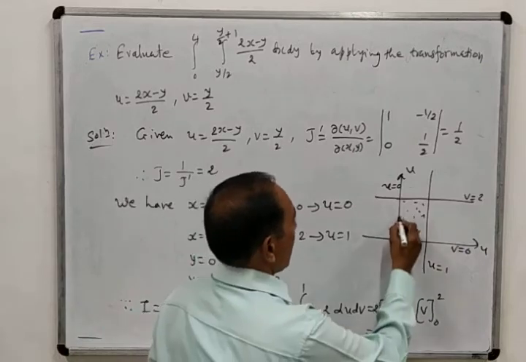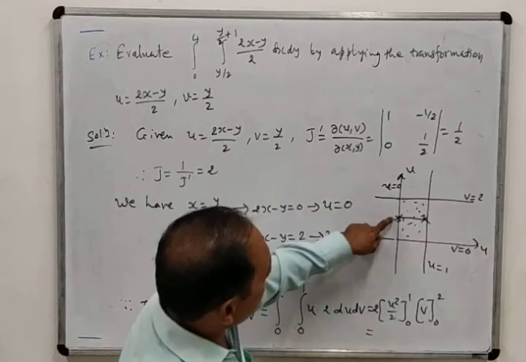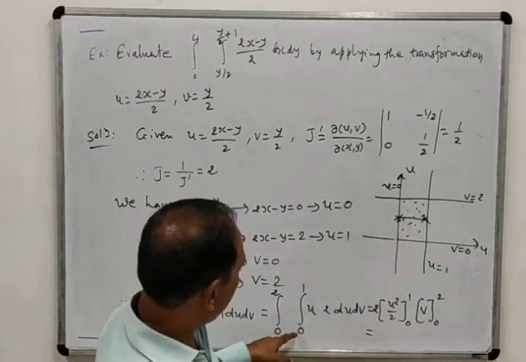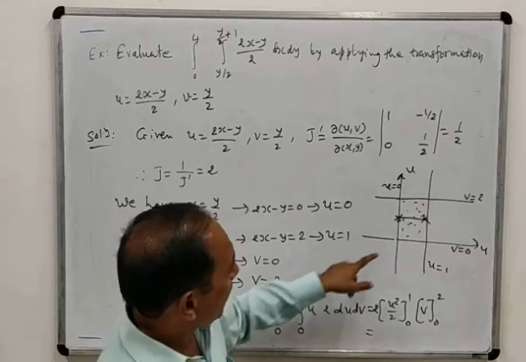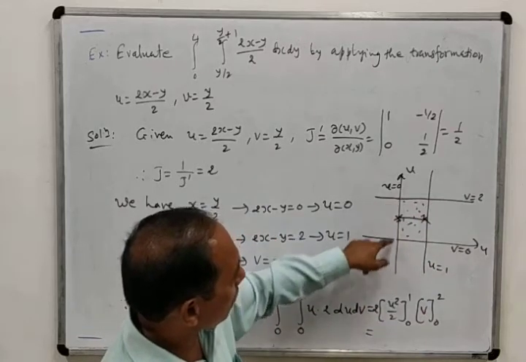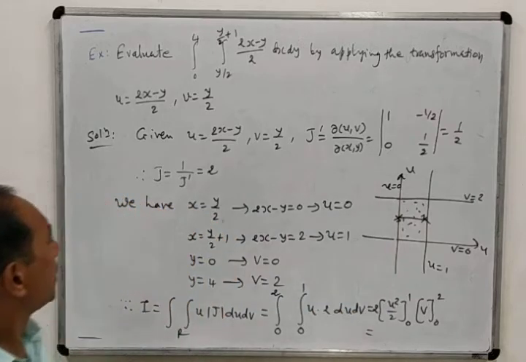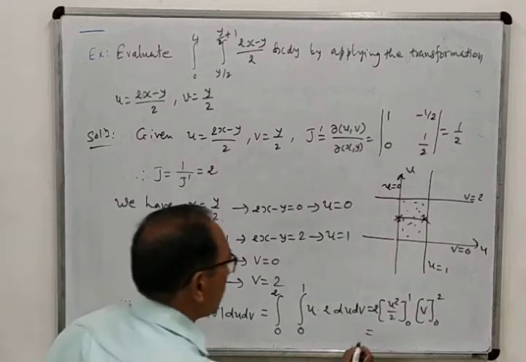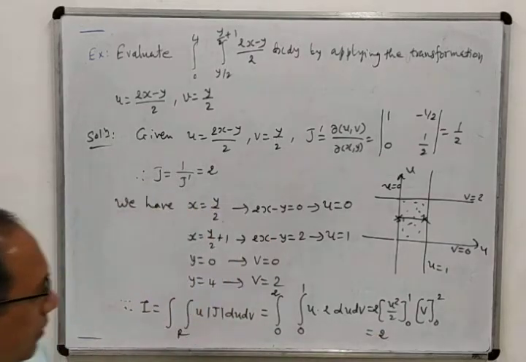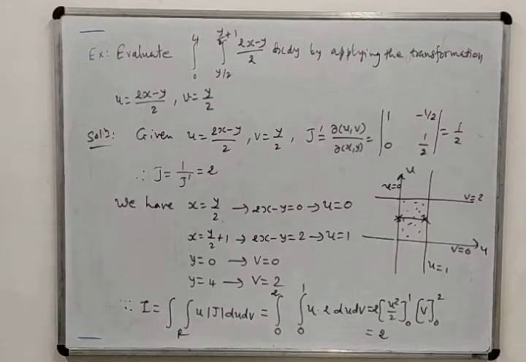If you take a straight line parallel to the x-axis, its endpoints lie, on one side, on this curve where u equal to 0, and that's why we have substituted u equal to 0 here. The other endpoint lies on this line, so u equal to 1. And on the v-axis, we have v equal to 0 to v equal to 2. This is how we have obtained the solution. You can find its value by substituting 1 by 2 and so on, and you will get the answer 2 over here. So note down this solution.